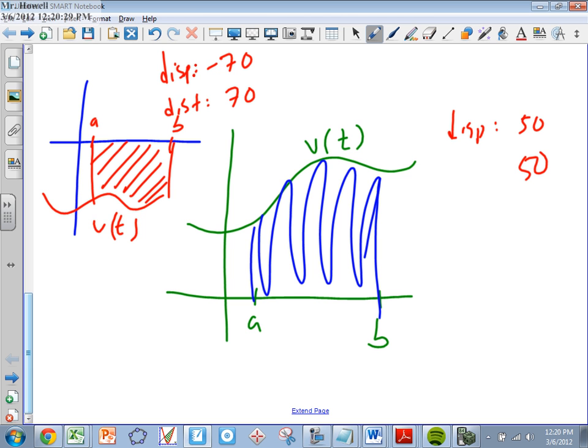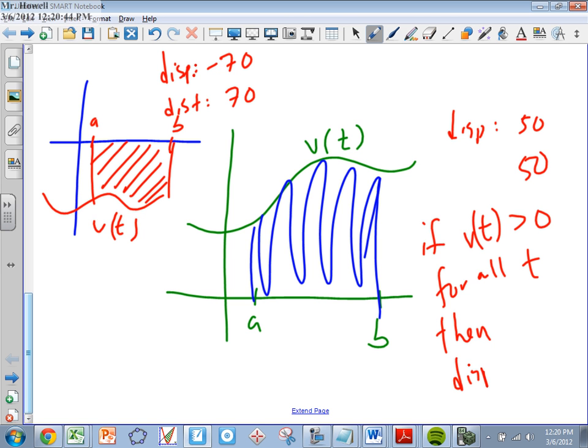Here's your law: if v of t is always greater than 0 for all values of t, like this example right here, if it's always above the axis, then displacement and distance are the same. If it's below the axis for all values, then they are what of each other? Opposites. Again, if the function is always below the axis, then displacement and distance are opposites.